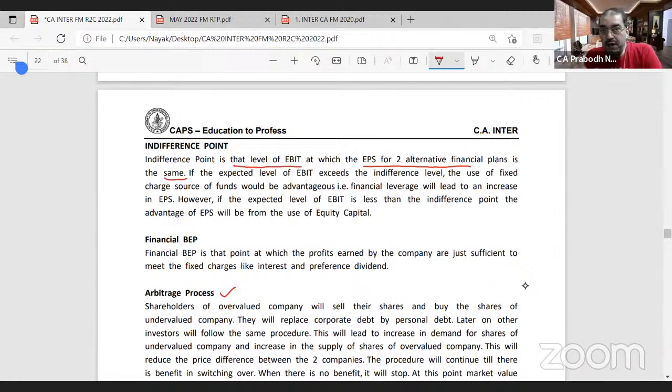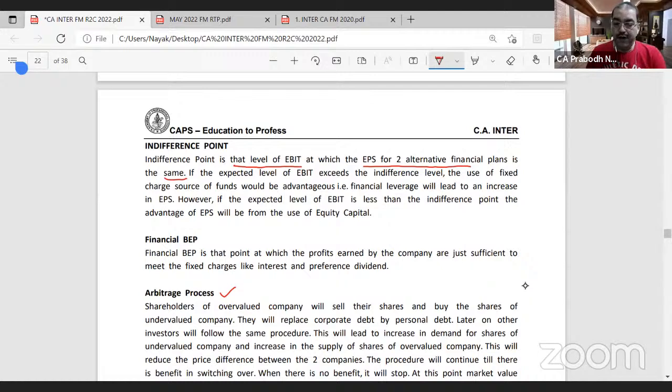And then above the indifference point, you would prefer to have more of debt. Below the indifference point, you would prefer to have less of debt and more of equity. In one paper, they had asked, when is financial leverage of a company? What is financial leverage? And when is financial leverage of a company enjoyed by the shareholders?